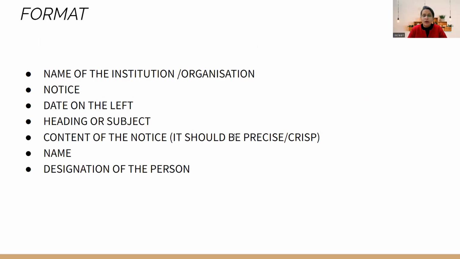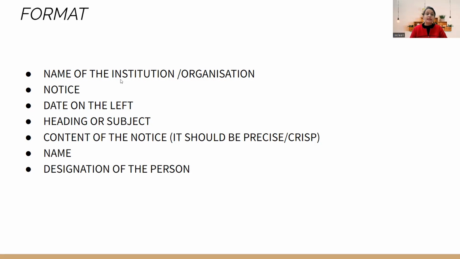What is the format? What are the key points which have to be remembered when you are writing a notice? First and foremost, the name of the institution, organization, or society. Suppose you are writing for your school. You are the principal of the school. So you have to mention the school's name. Suppose you are the head of the society, the secretary of the society. So you have to mention the name of your apartment, your society.